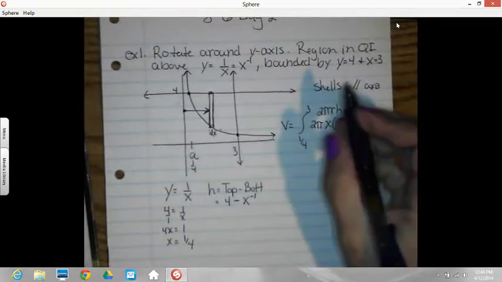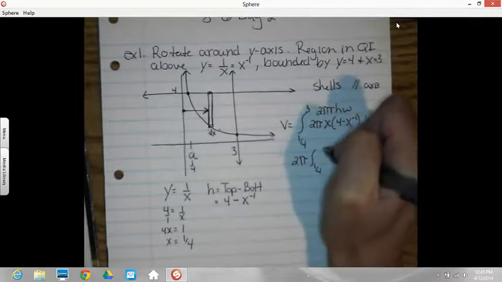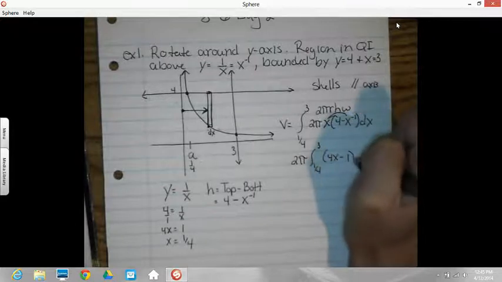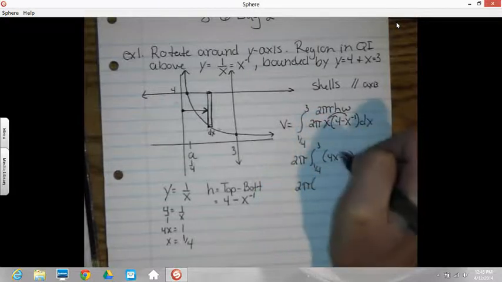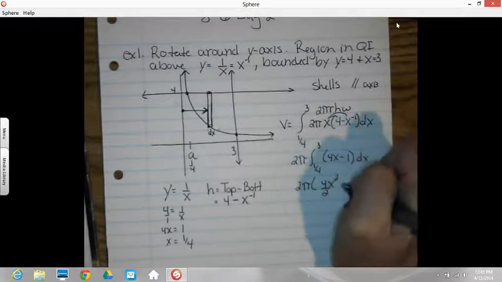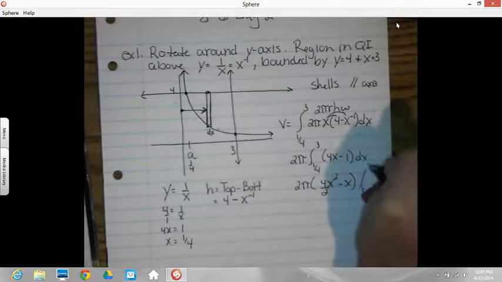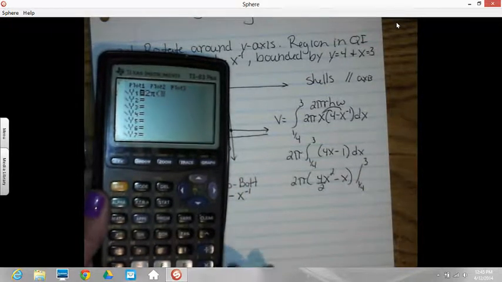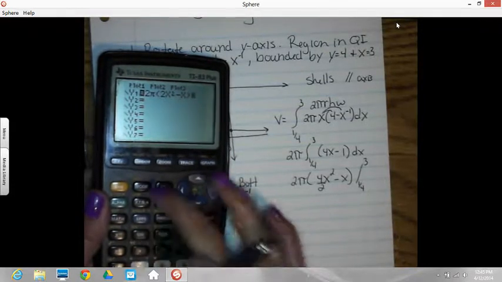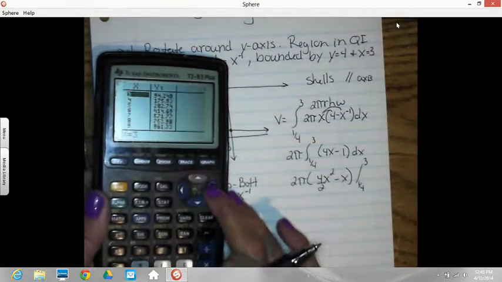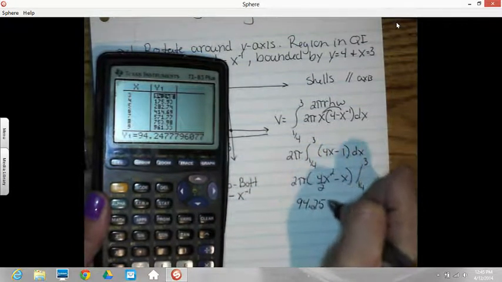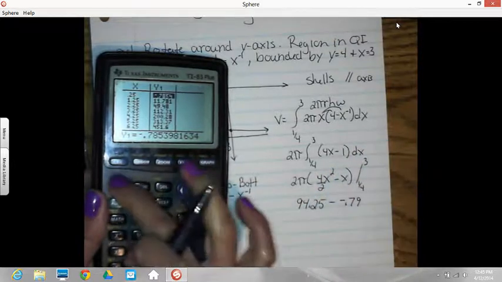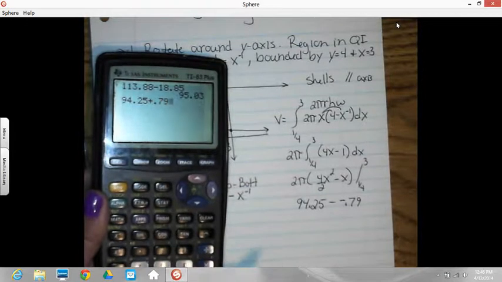Okay, so just like yesterday, I'm going to pull the 2 pi out in front, distribute that x in. That'll give me 4x minus 1. The x's are going to cancel out. So 2 pi, power rule here, 4x squared divided by 2 minus x from 1/4 to 3. 2 pi times 2x squared minus x. And we want to start at 3. 94.25. And then putting in a quarter, a negative 0.79. 94.25 plus 0.79, 95.04.